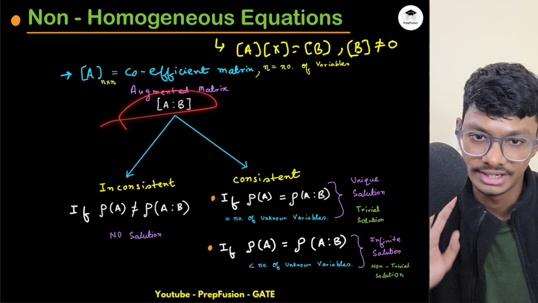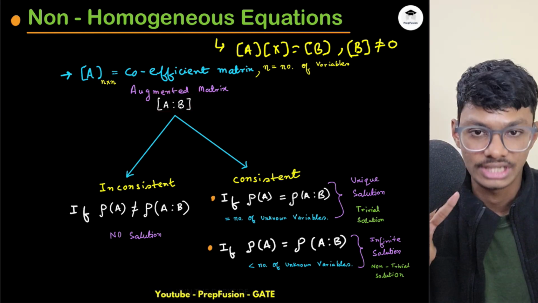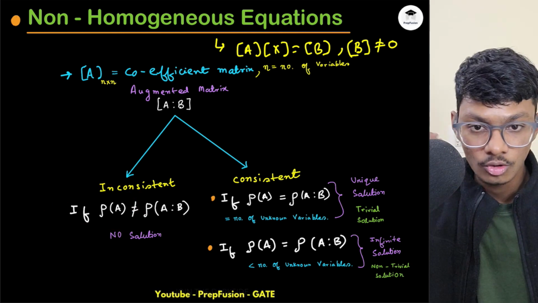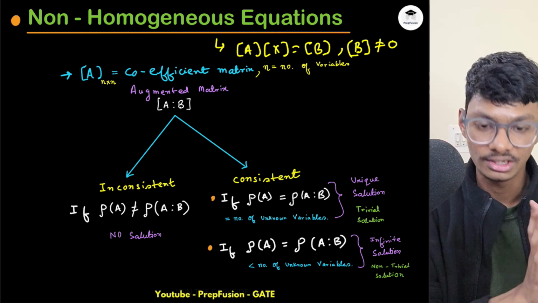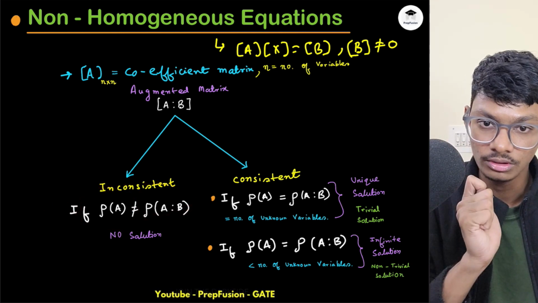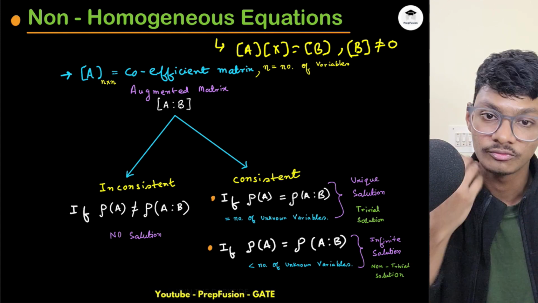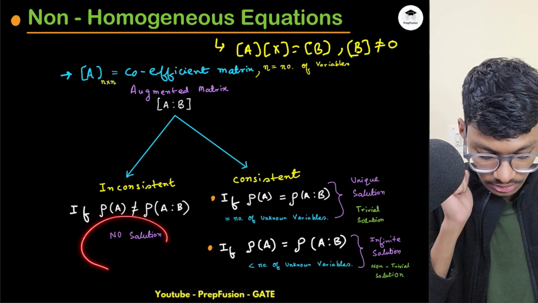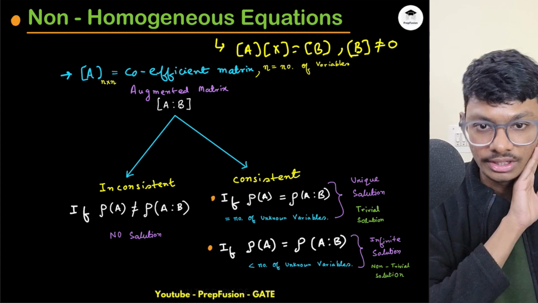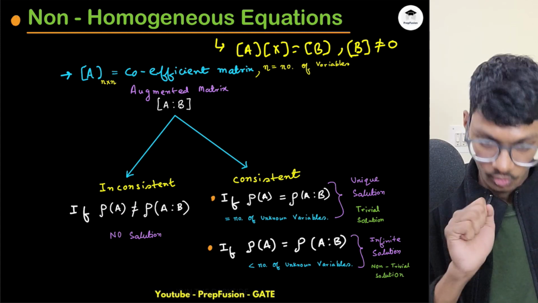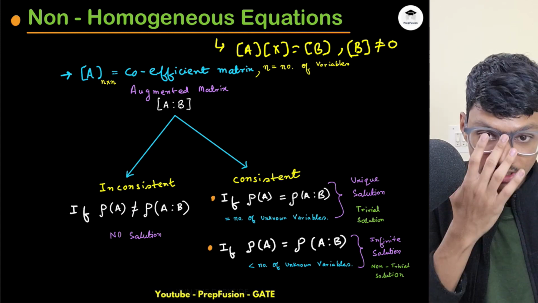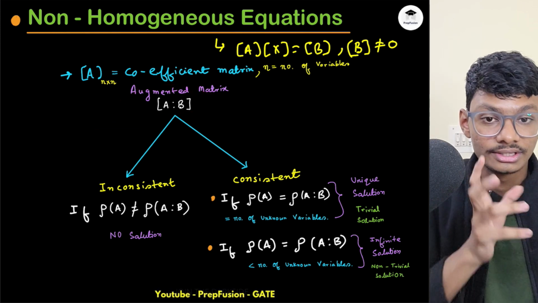So if I have the augmented matrix, now two things can happen. Either the rank of the coefficient matrix and the augmented matrix are not the same. If they are not equal, then only we can directly conclude that there is no solution. Now, if the rank of A is equal to the rank of the augmented matrix, then there are two cases.